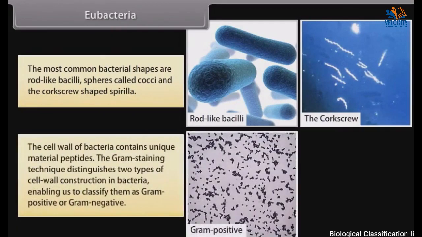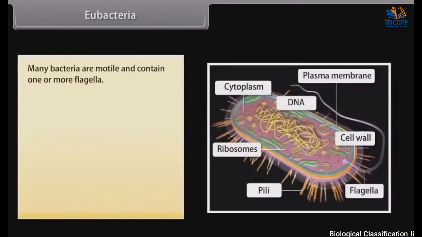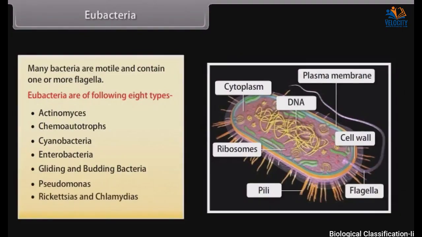The cell wall of bacteria contains a unique material, peptidoglycan. The Gram staining technique distinguishes two types of cell wall construction in bacteria, enabling us to classify them as gram-positive or gram-negative. Many bacteria are motile and contain one or more flagella. Eubacteria are of the following 8 types: actinomyces, chemoautotrophs, cyanobacteria, enterobacteria, gliding and budding bacteria, Pseudomonas, Rickettsias and Chlamydias, spirochetes.